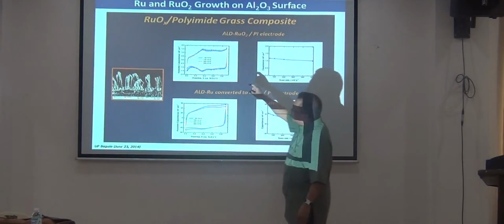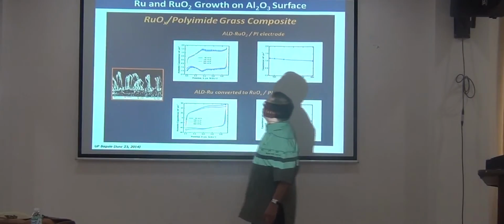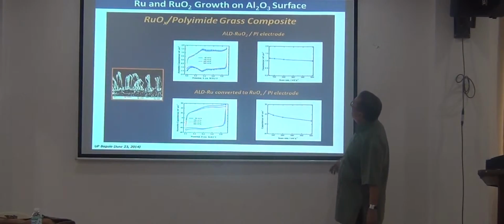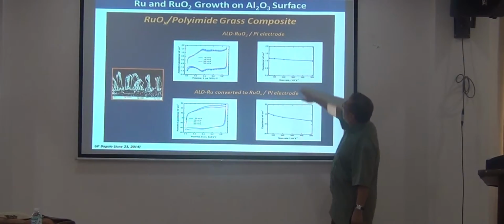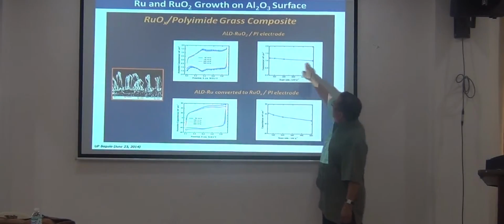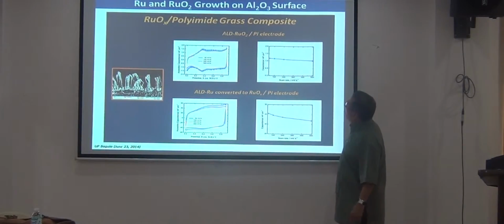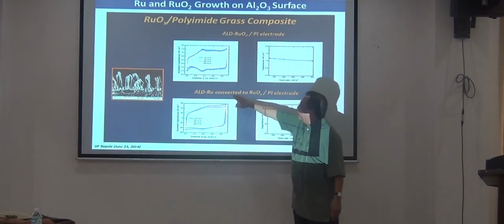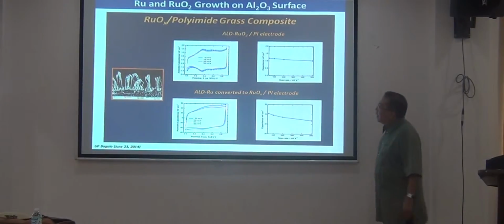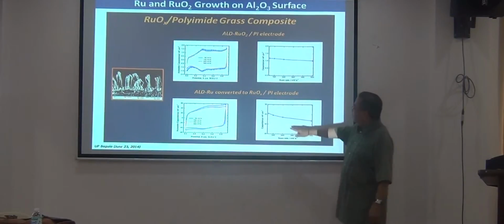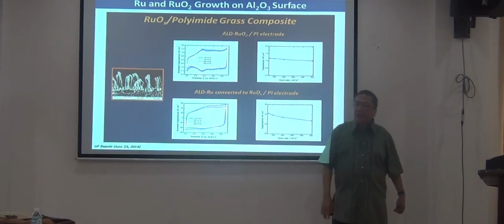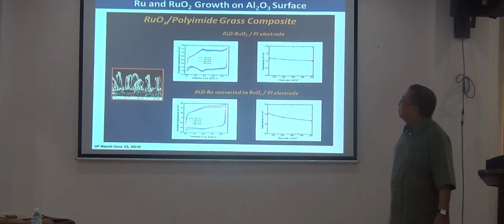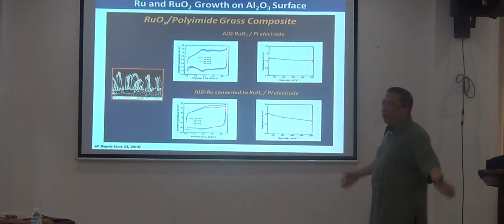Now, the one on polyimide, which is this structure here, you can see that the ruthenium oxide, you have just about 1. It's a factor of 10 improvement, but not very good. On the other hand, the ruthenium oxide complex converted from ruthenium, that one gave us a very high capacitance, about 40 millifarad.